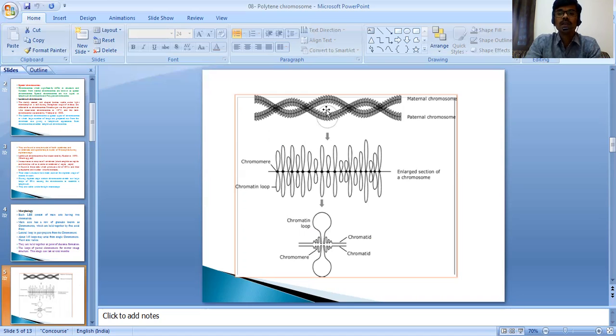Here a small portion is enlarged, then one section of the chromosome is the chromatin loops. Chromatin loop is a balloon-shaped sphere. Balloon-shaped loops are found in the chromomeres. That is chromatid 1 and another one is chromatid 2. Okay.